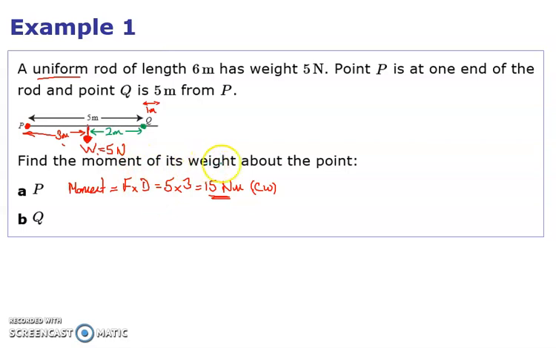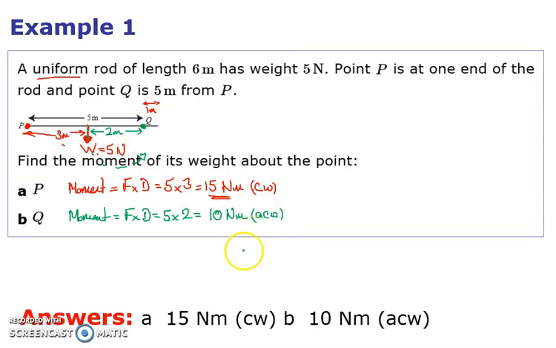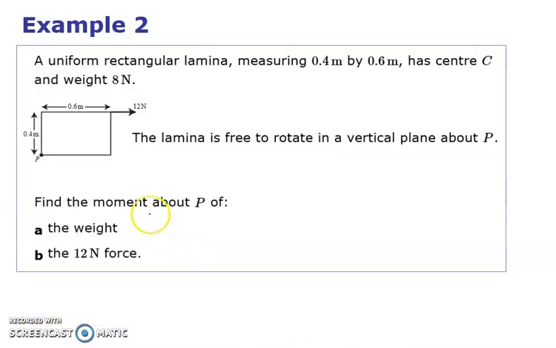So when it says find the moment of its weight about Q, well, now the moment is still force times distance. But now that force is 5 times the distance, which is 2. So that is 10 Newton meters. And critically, this now would have the effect of turning the bar that way round, about Q. So I'm going to call that anti-clockwise. That's what the answers say. 10 and 15 and 10, yeah. Clockwise and anti-clockwise. So let's do a different question now.